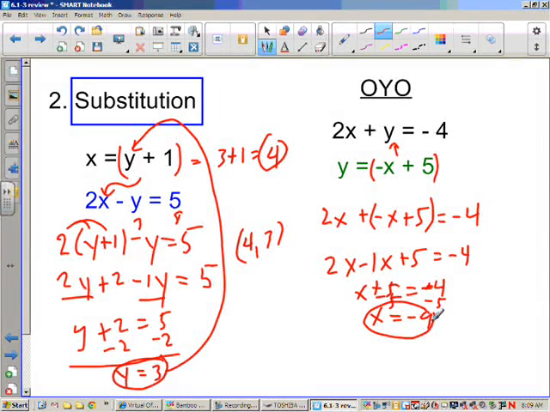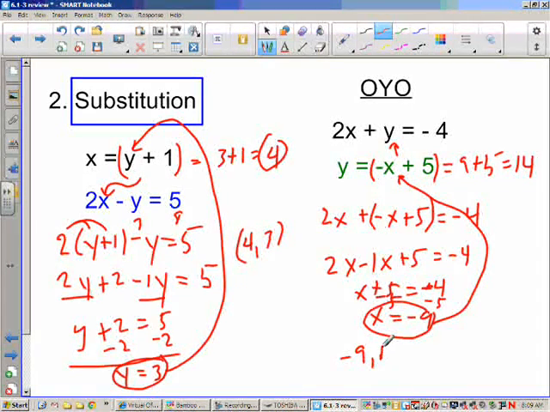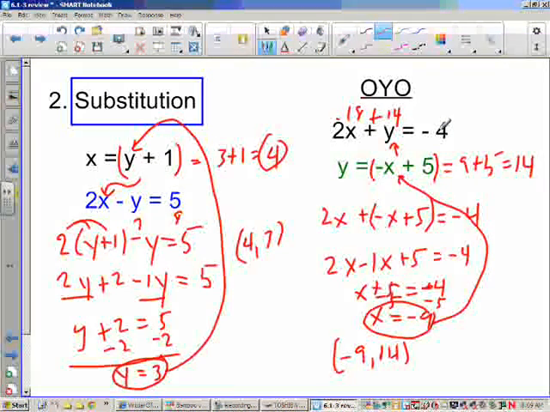Okay, we're halfway there. Plug this into either equation. I would choose this one. Negative 9 is going to be positive 9. So we get 9 plus 5, which is 14. Our solution is negative 9, 14. And we can check this solution, plugging in, let's say, to this top equation. We would get negative 18 plus 14, and that's going to equal negative 4, and it works.